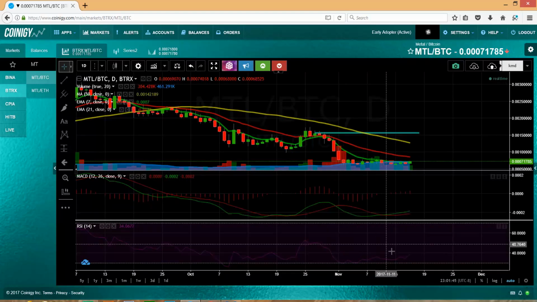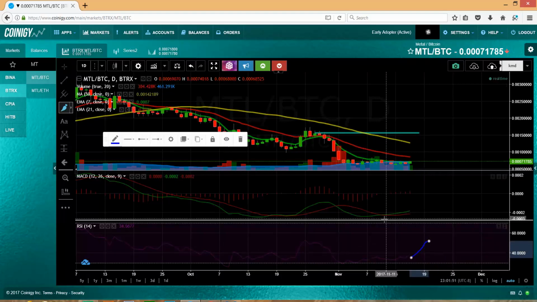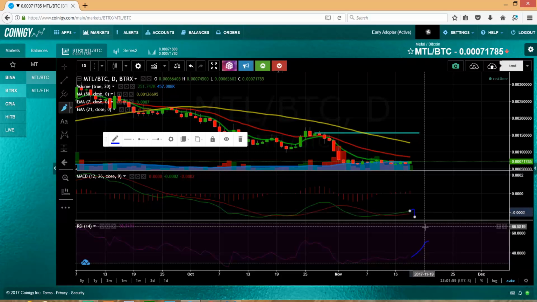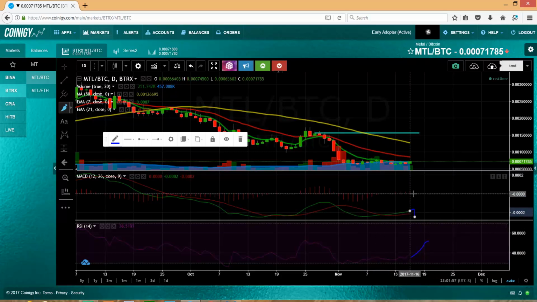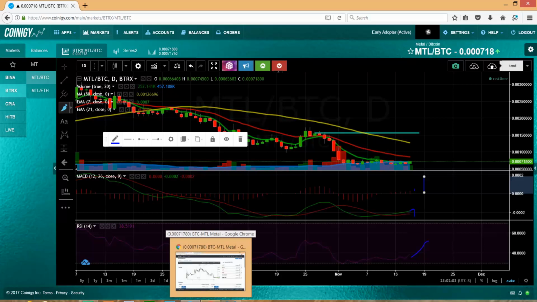The MACD crossed over. The RSI is looking like it's starting to trend up. We're starting to get a little gap in between our MACD. Our bars hopefully start getting a little bigger, which means I feel like it's going to be on a bullish little run. How far up?